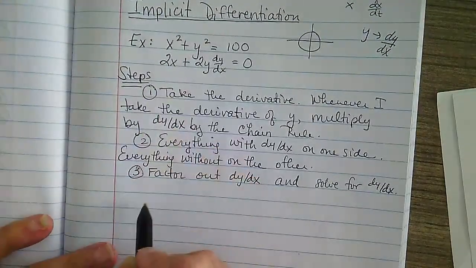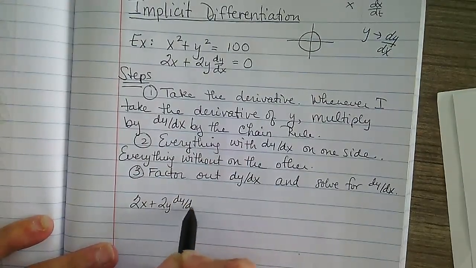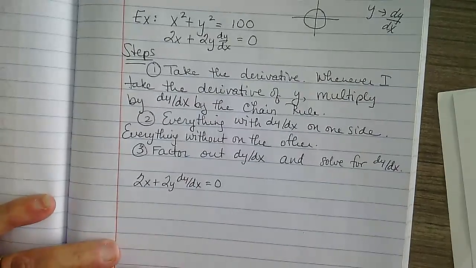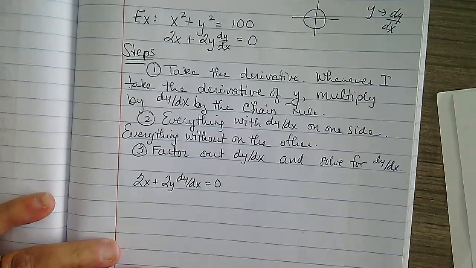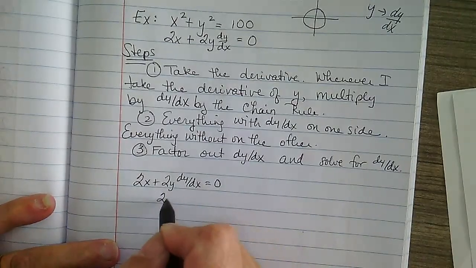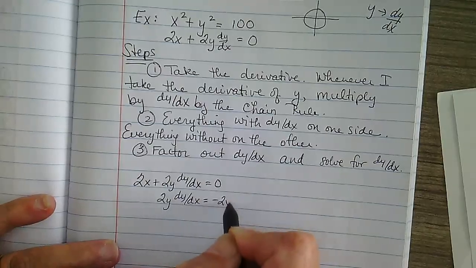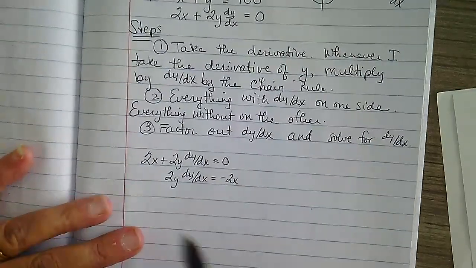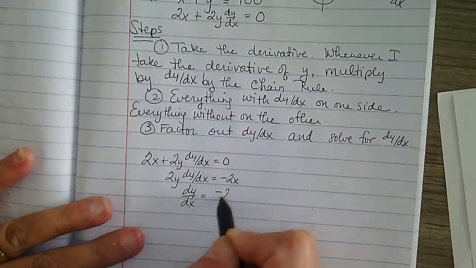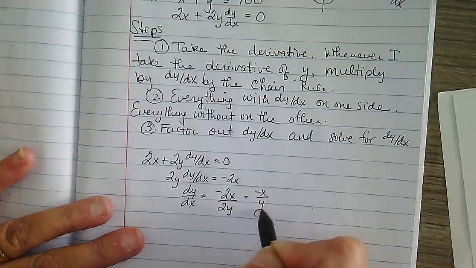Okay, so I'm going to use this one here. I've got 2x plus 2y dy dx is equal to 0. I'm going to leave anything with dy dx on the left, and anything without is going to go to the right. So I'm going to subtract 2x and put it over there. So I'm going to have 2y dy dx is equal to negative 2x. Now I'm going to divide by 2y. So dy dx is equal to negative 2x over 2y, which is negative x over y.